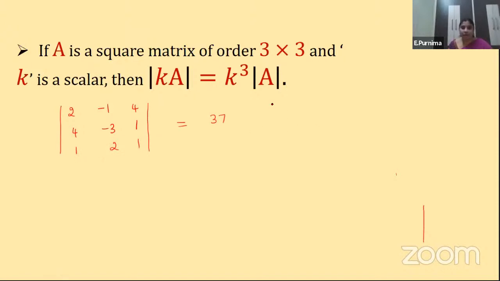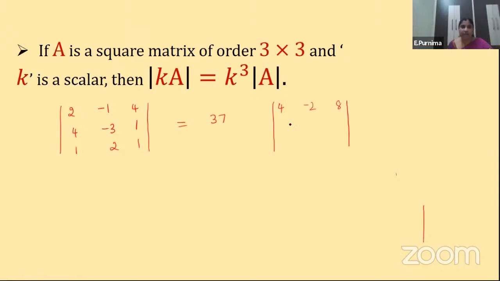Now, the meaning of this property is, if I multiply each element of a matrix, we are talking about the determinant of kA. I am not writing k outside, children. I am trying to find the determinant of k into A, which means the whole matrix is multiplied with some scalar quantity k. Suppose I take that scalar k as 2. Every element is multiplied: 2 into 2 is 4, minus 1 into 2 is minus 2.